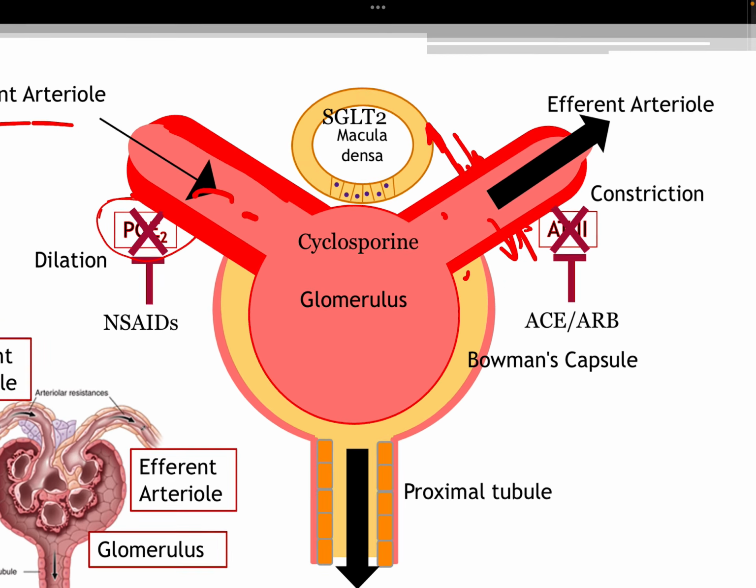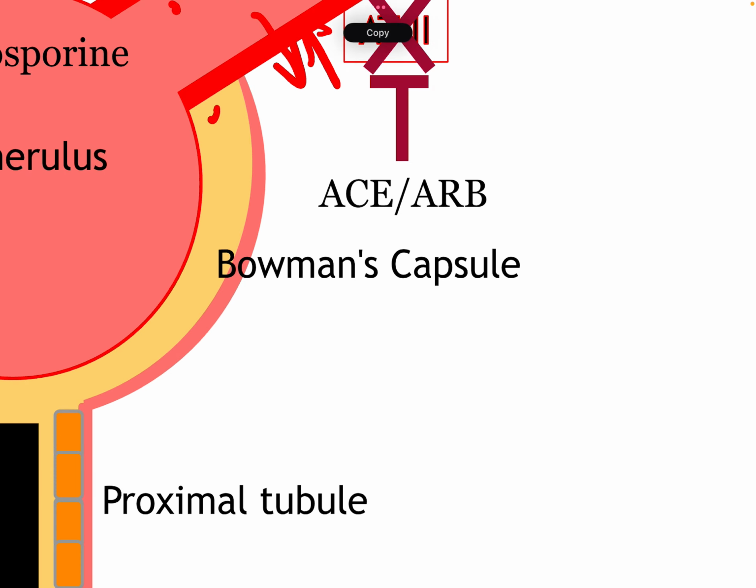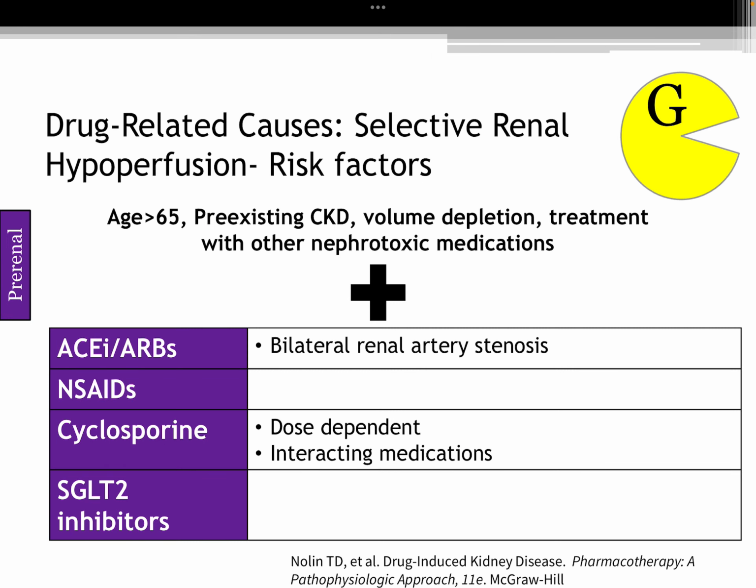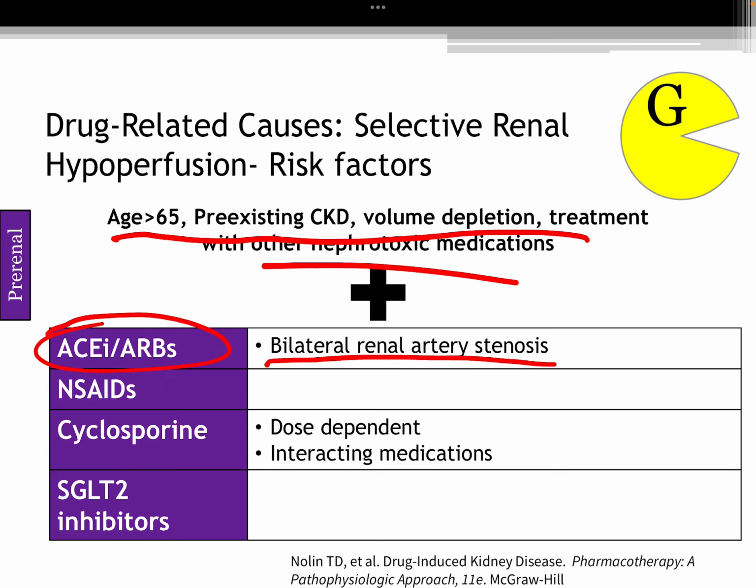For each of our drug-induced causes, I do want you guys to know the mechanism, the risk factors, and the treatments. So risk factors are listed here. All these have very similar risk factors because in these cases, your body is already having some hypoperfusion, and so all these are risk factors that are similar, and then they can be potentiated by these drugs. For ACEs and ARBs, you also have bilateral renal artery stenosis, and then for cyclosporine, it is dose dependent and if you're on interacting medications, and that's where this G-Pacman comes in.